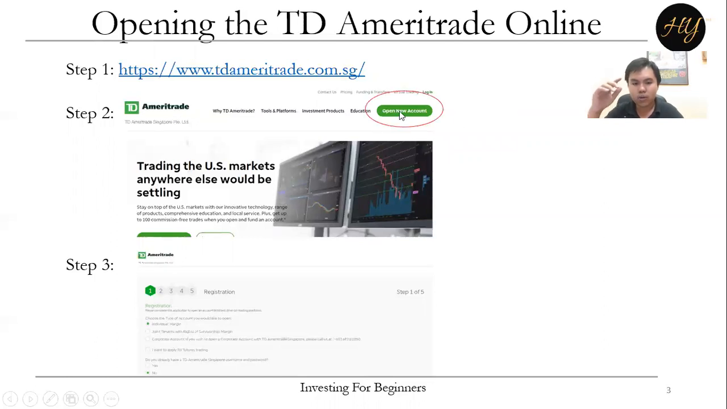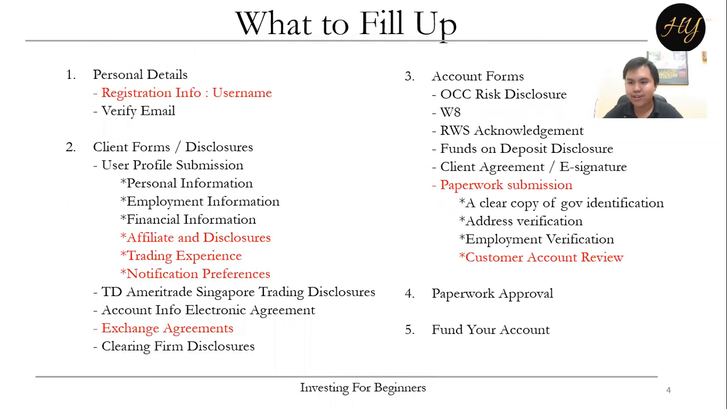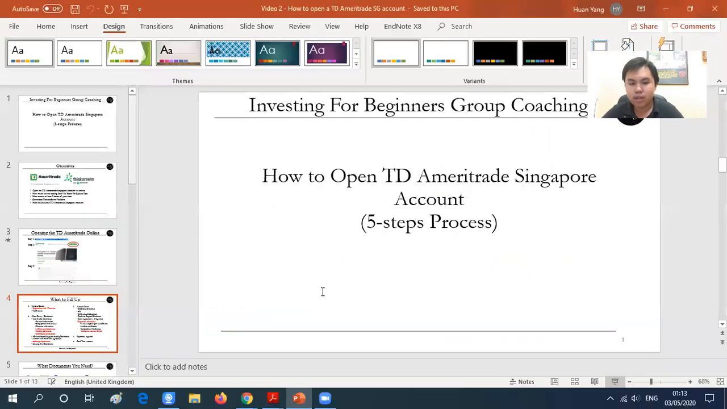You can go to open your account, and then you have these steps that you have to follow. I'm going to show you live later, but let me show you the documents that you need to fill up. So this is the 5 steps process. It might be lengthy, but what I'll go through with you are those highlighted in red, because those in black are just normal information. I don't think you have any problem with it. And some are just disclosure forms, which you just need to agree and submit. So let me go through online.